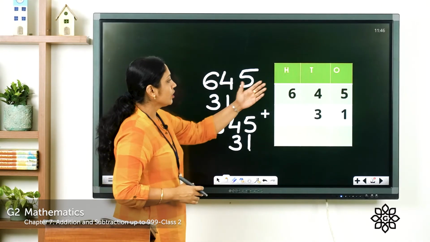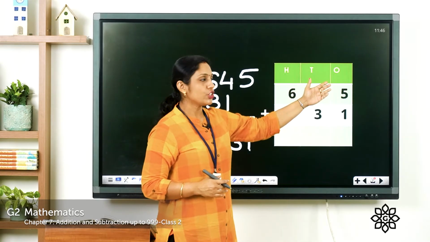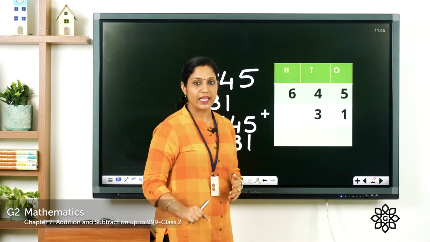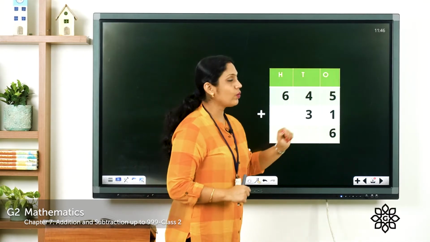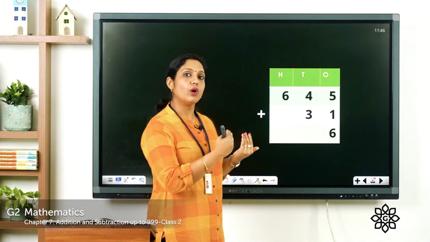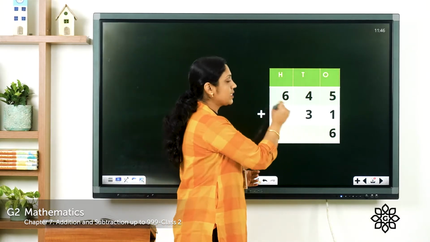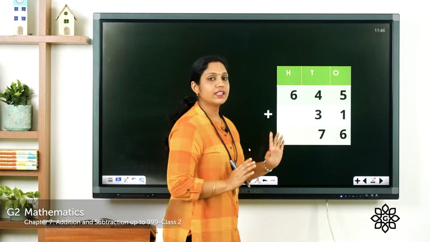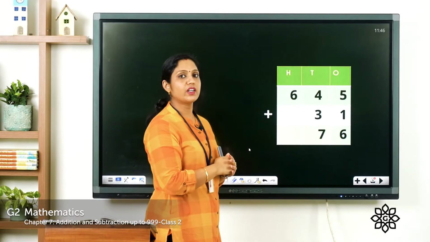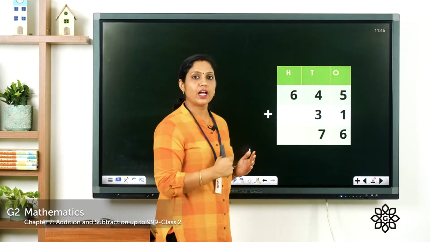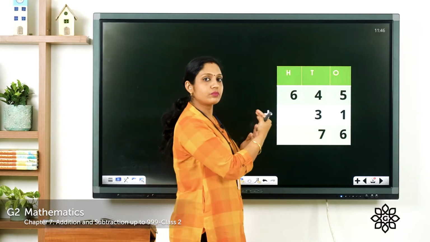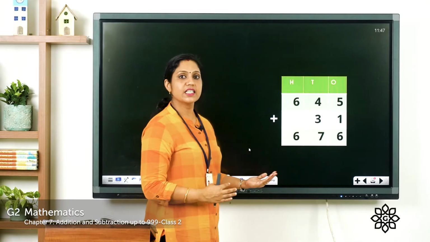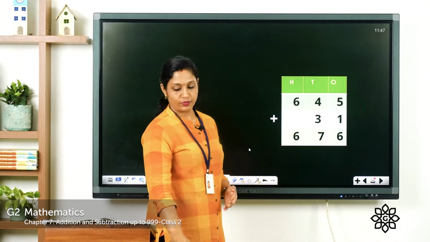So we'll add the numbers in the ones position, 5 plus 1. So how much is 5 plus 1? It is 6. So write that in the ones position. Now what we have to do? We'll move on to the tens place. 4 plus 3. So how much is 4 plus 3? It is 7. Write that under the tens place. Then we'll move on to the hundreds place. We have only one number in the hundreds place. So that 6, we can write it there in the place of our answer. So we got the answer 676.